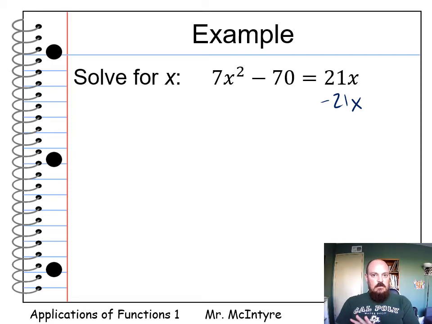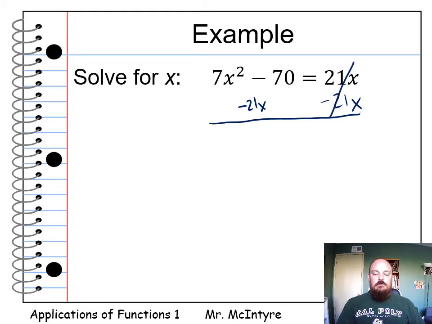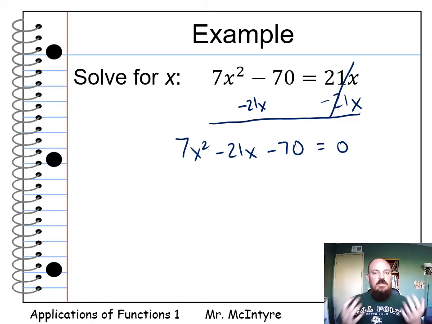Now I wrote it on the one side. On the other side, I kind of don't have a place for it. Remember, you always want to line x squareds with x squareds, x's with x's, and numbers with numbers. Now, I don't have an x term. I want it in between those two. So I'm going to squeeze that negative 21x right in between the two and just put it in the middle. We'll leave the 7x squared, we'll put the minus 21x in the middle, and then we'll leave the minus 70. I was subtracting 21x from both sides. I didn't have a place for it, so I just put it in between. So we always go in order from x squared to x to number.